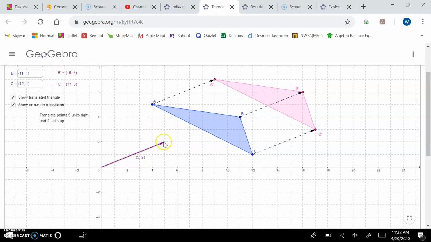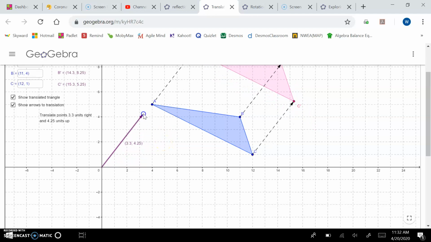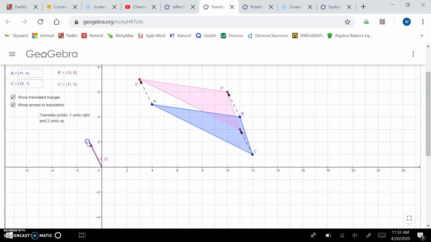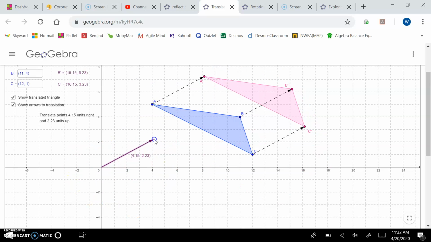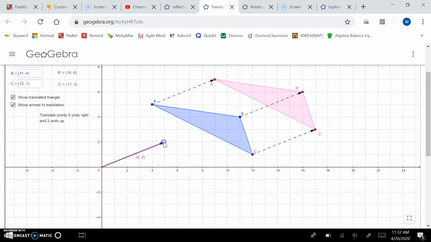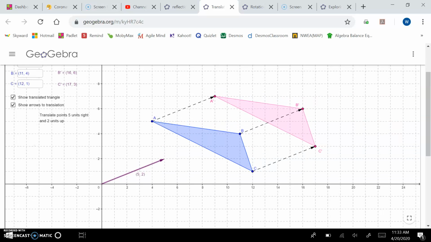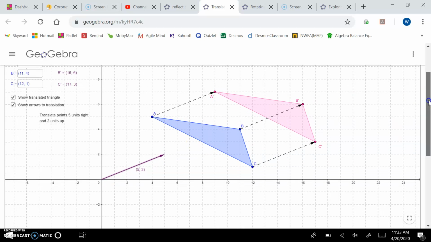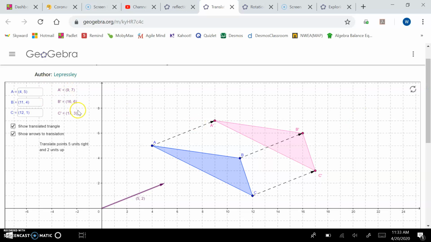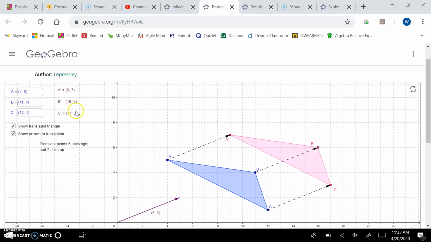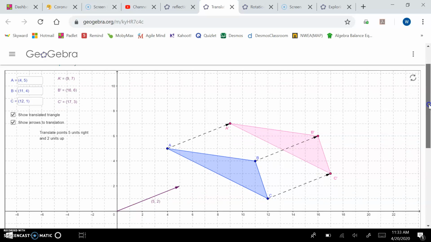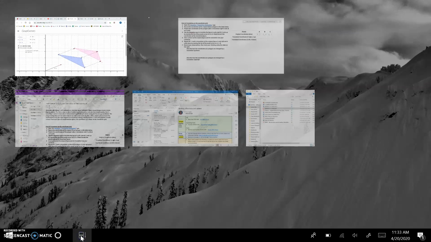And so notice translation is just a slide. You can see that this purple arrow is just telling you where you want to slide it to, how far up, over, left or right, up or down. And so we're going over 5 units, up 2 units, and then record those new coordinates. Those are shown over on the upper left side of the screen, right next to the blue ones. You've got your new coordinates, and then record those in your table in OneNote.